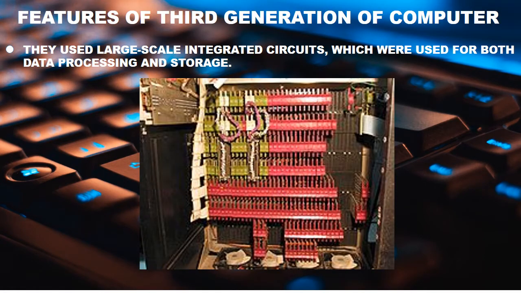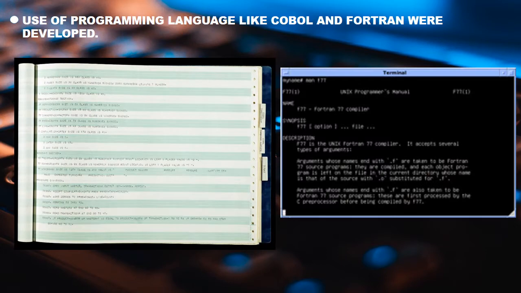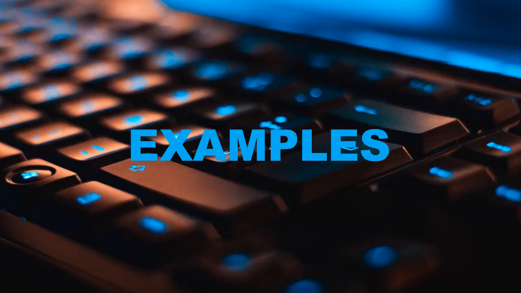Features of the third generation of computers. They used large-scale integrated circuits which were used for both data processing and storage. Keyboard and mouse were used for input while the monitor was used as the output device. Programming languages like COBOL and Fortran were developed. Examples of the third generation of computers.